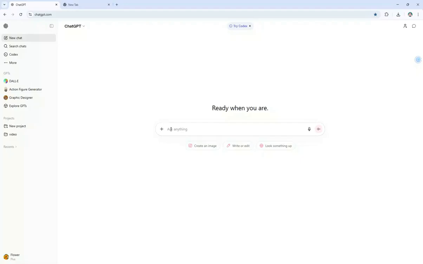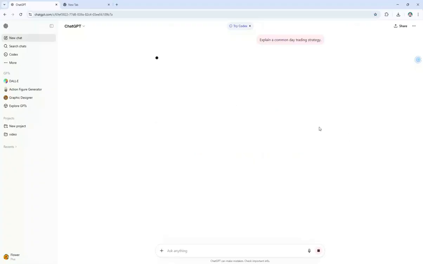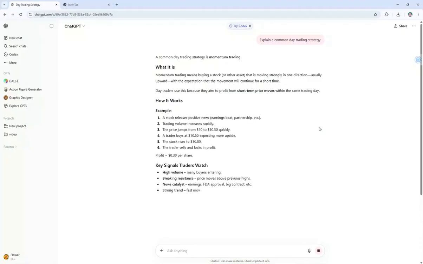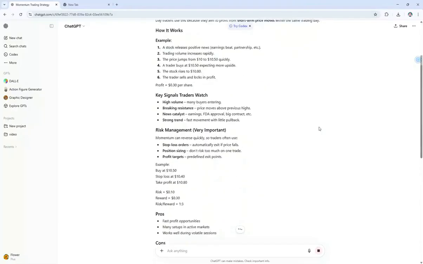In the chat interface, you can start by typing specific questions related to stock trends, historical data analysis, or even general trading strategies. For example, you can ask, "What were the major trends in tech stocks over the past year?" Or explain a common day trading strategy. ChatGPT will provide you with information based on its training data up to October 2023.